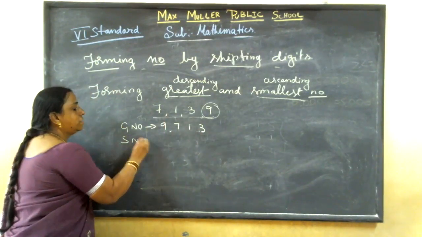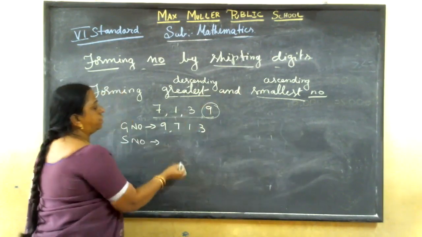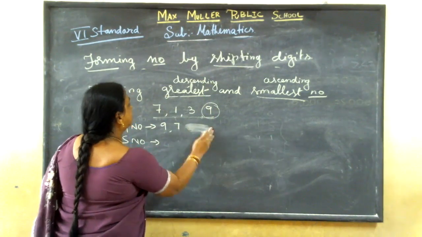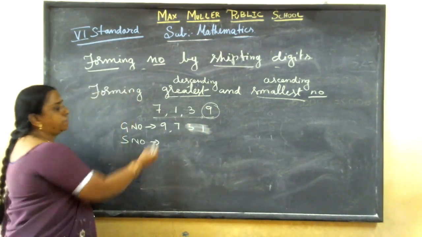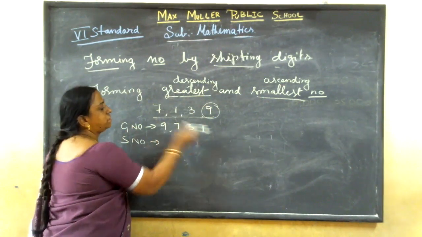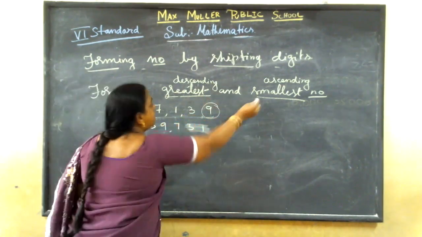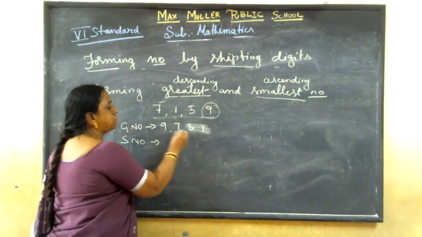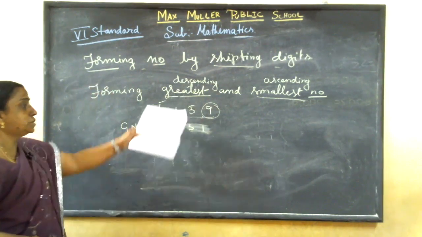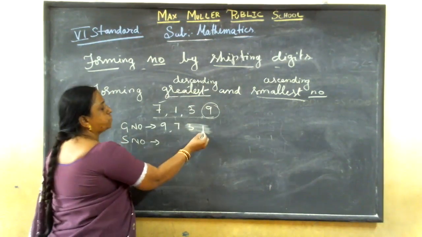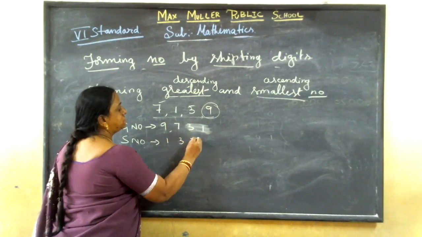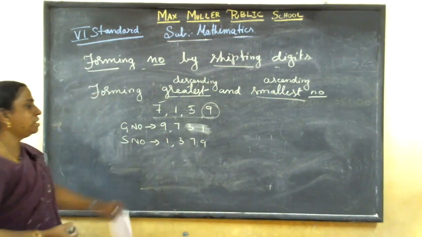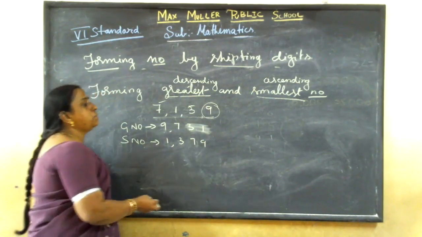Smallest number, arrange it in ascending order, so small to big. Now if you find the smallest number, see, descending order gave 9,731. Now arranging in ascending order, smallest to big: 1, 3, 7, 9. Okay, now 1 stands in the thousands place. So 1,379.